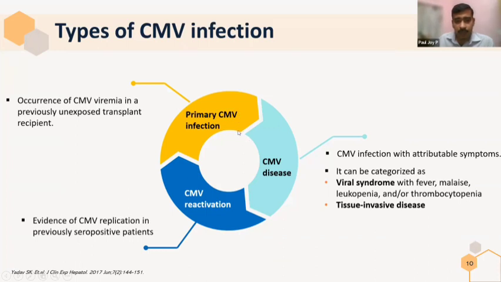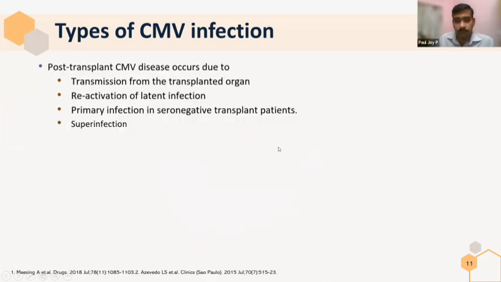CMV infection can be a primary CMV infection or a CMV reactivation. Primary CMV infection is the occurrence of CMV viremia in a previously unexposed transplant recipient. CMV reactivation is evidence of CMV replication in a previously seropositive patient. This can be termed CMV disease when there are attributable symptoms, which can be either a viral syndrome or a tissue invasive disease. Post-transplant CMV disease can occur due to transmission from a transplanted organ, reactivation of latent infection, primary infection in a seronegative transplant patient, or superinfection with another strain.